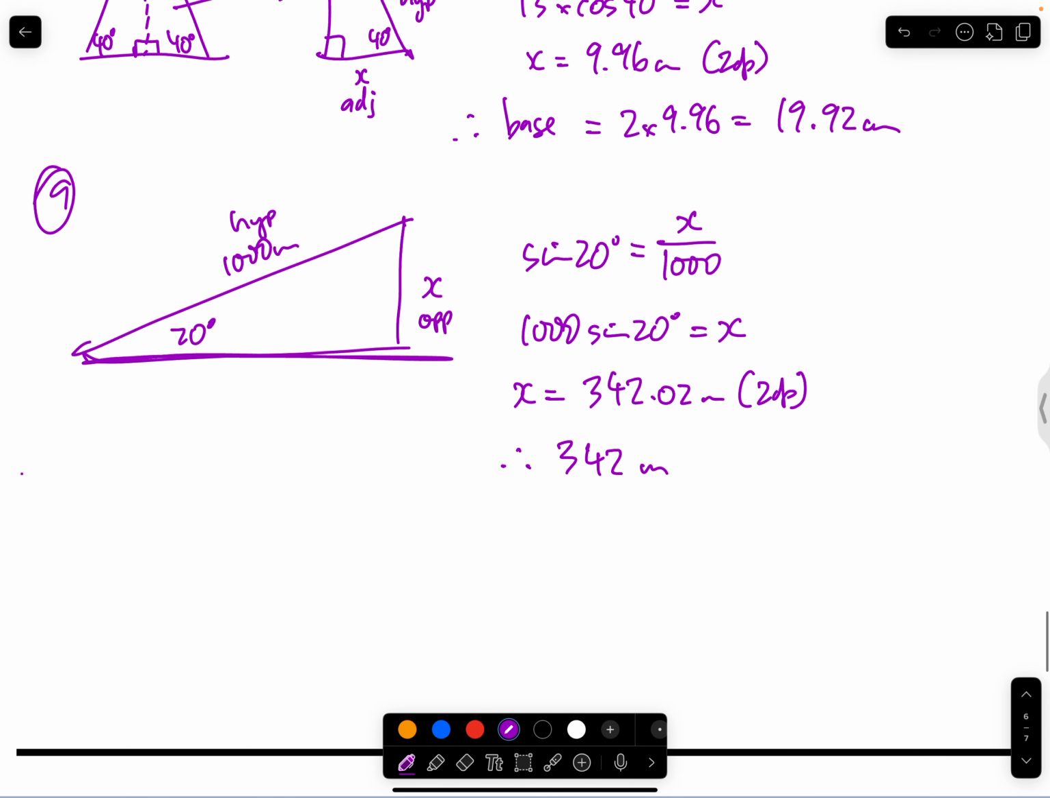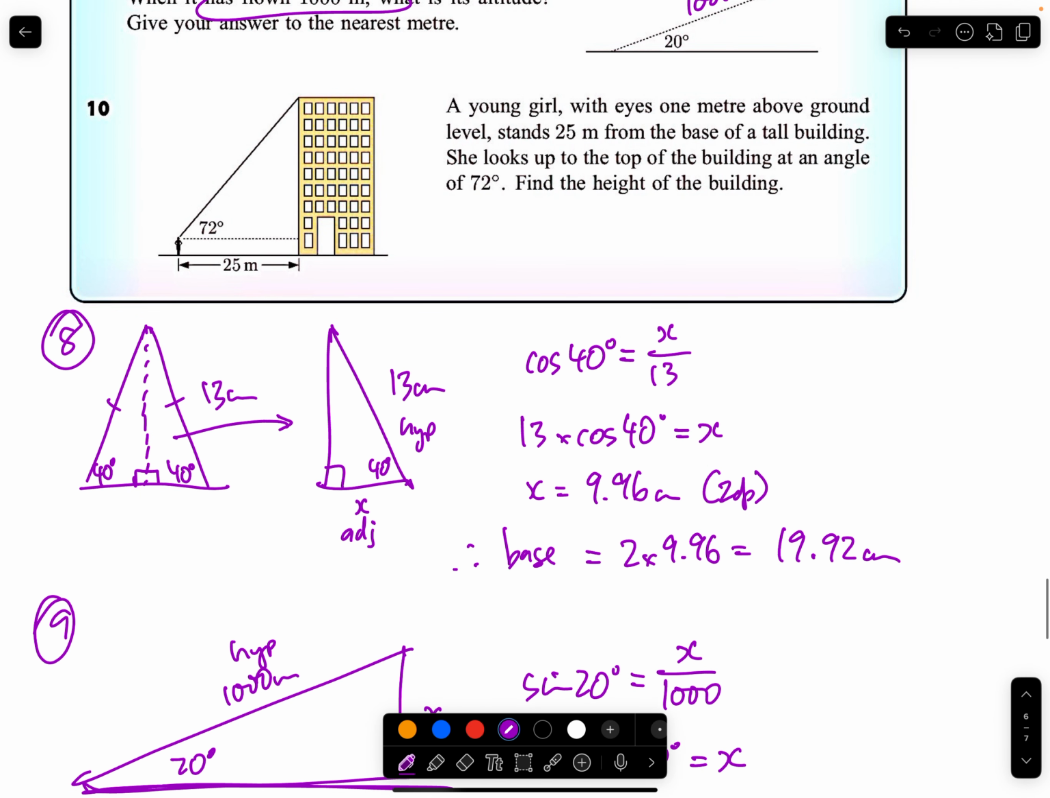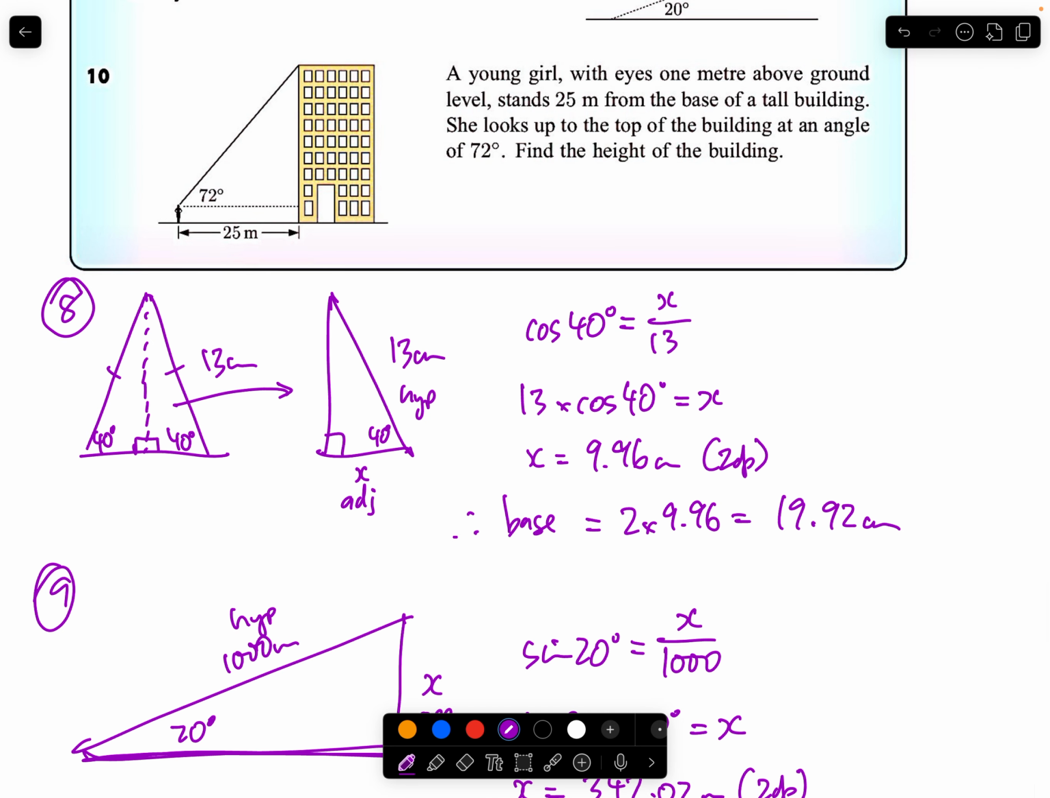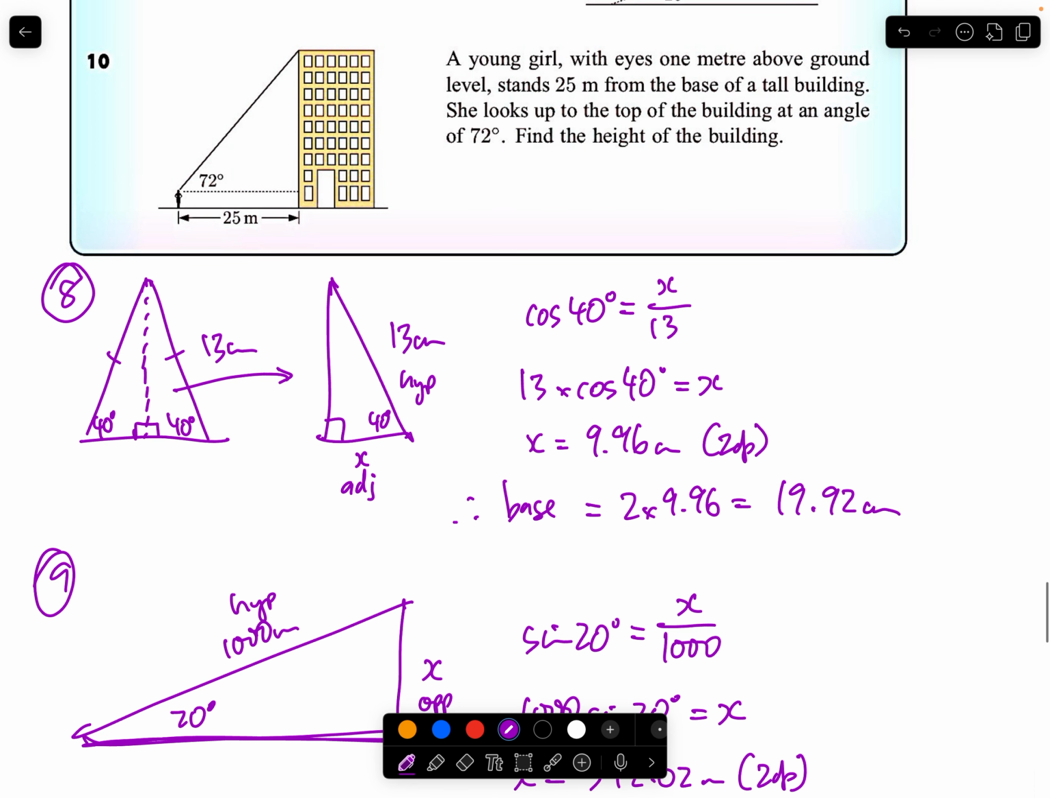Last question, 10. A young girl with eyes 1 meter above ground level stands 25 meters from the base of a tall building. She looks up to the top. Give me a second. We need to check something.